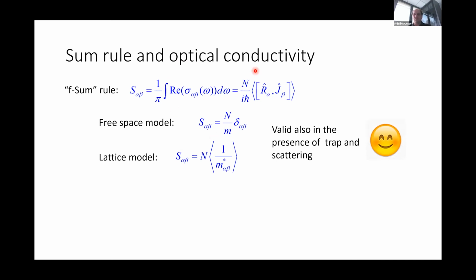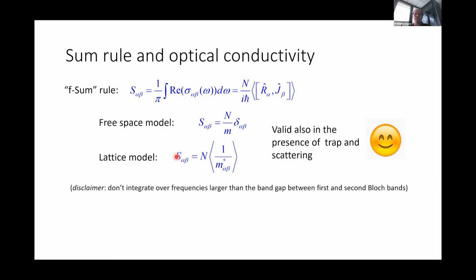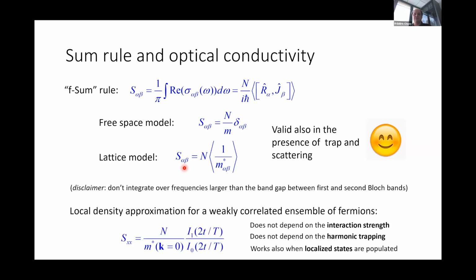And actually, what is also very nice is that this formula here is valid in the presence of trap and of scattering. Just a little disclaimer: when you calculate this sum in a trap, in a lattice, you don't want to integrate too far because you just want to stay in one band. If you integrate over the whole frequencies, actually what you get in the end is this result. So you have to restrict the frequencies over which you integrate to get this result in a lattice.